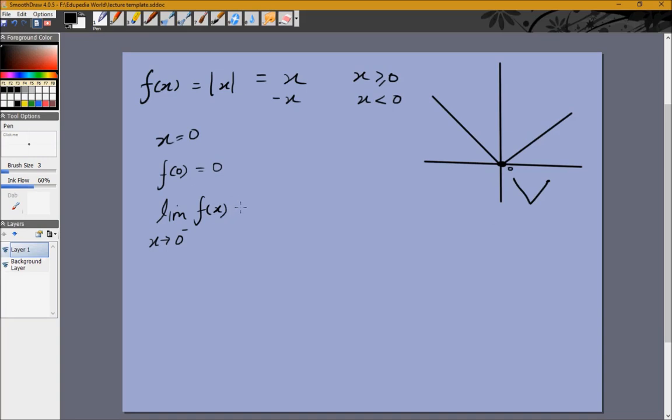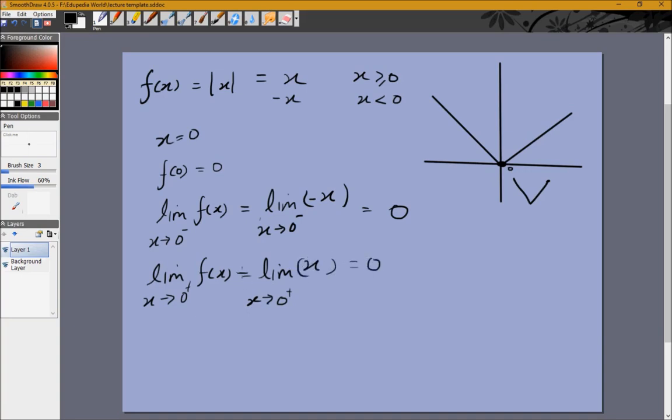So the limit of f(x) as x goes to 0 minus is equal to the limit as x goes to 0 minus of minus x, because for negative values of x, |x| is minus x. But again, as x goes to 0, this value is 0. Similarly, the limit as x goes to 0 plus of f(x) is equal to the limit as x goes to 0 plus of x, which is again 0. So |x| is indeed continuous at x = 0.